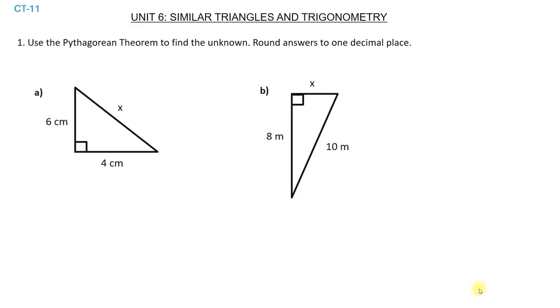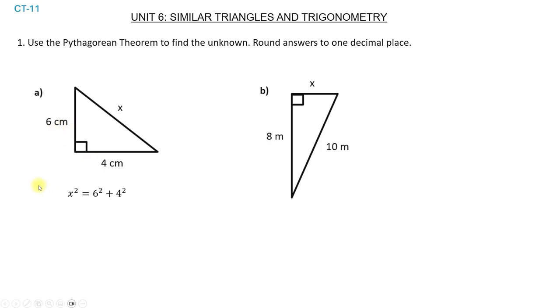Welcome to day 11 of our CT review. Question 1 asks us to use the Pythagorean theorem to find the unknown. Round answers to one decimal place. So here in question A, we're asked to find the hypotenuse, and we're given two sides.